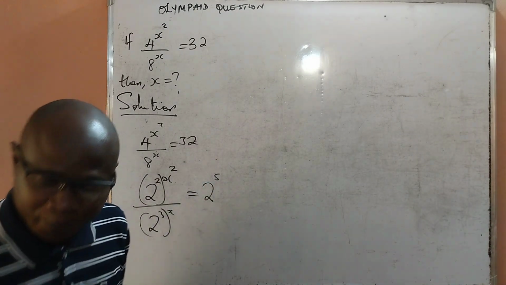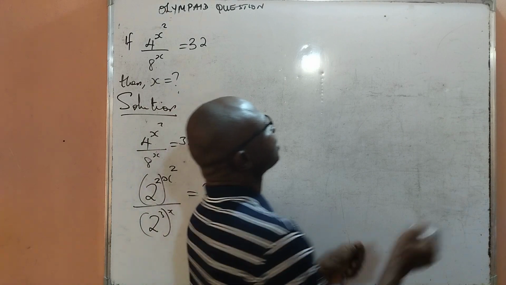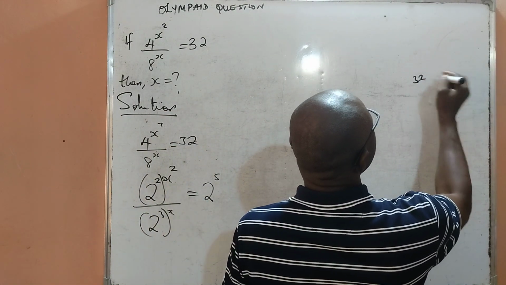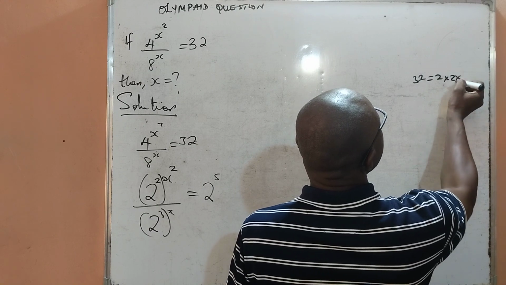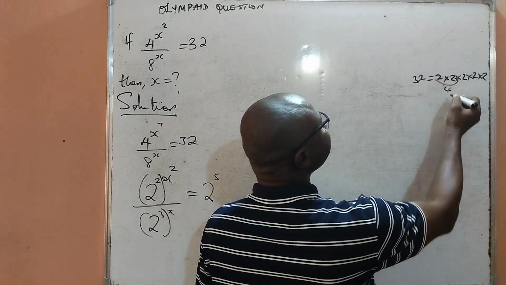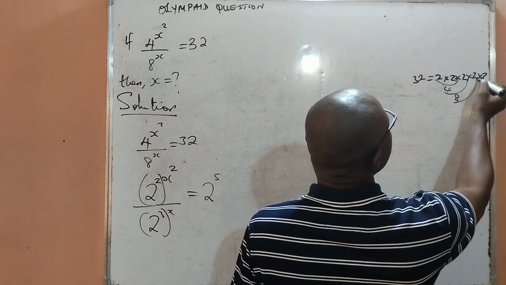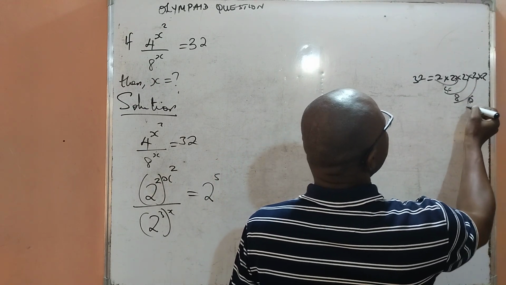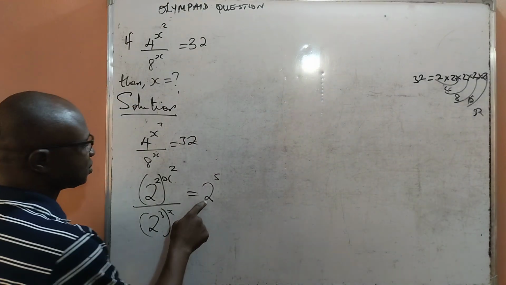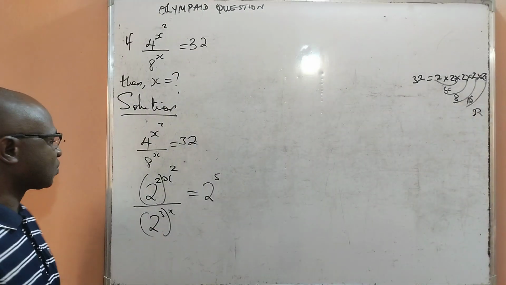What does that mean? It implies that 2^5 is equal to 2 multiplied by 2 multiplied by 2 multiplied by 2 multiplied by 2. 2 times 2 is 4. 4 times 2 is 8. 8 times 2 is 16. And 16 times 2 is 32. What it means is that 2^5 is actually equal to 32.